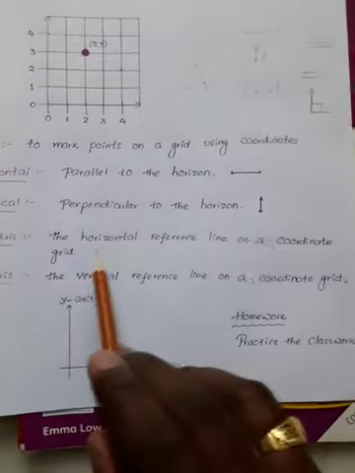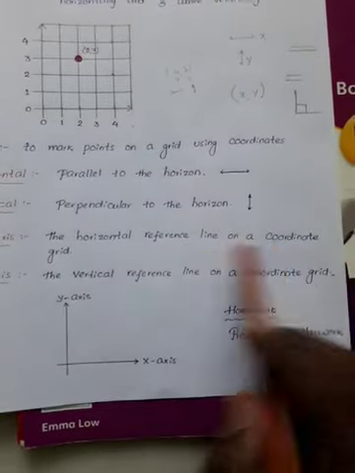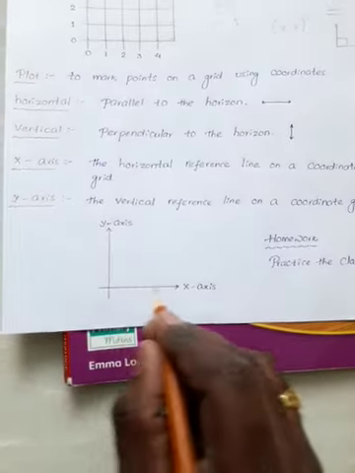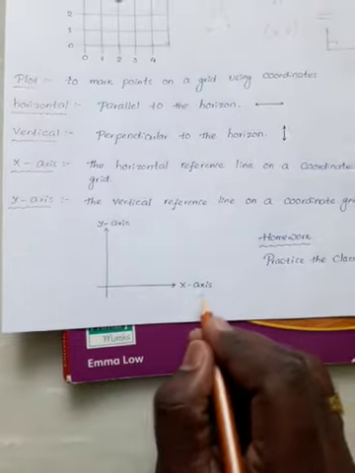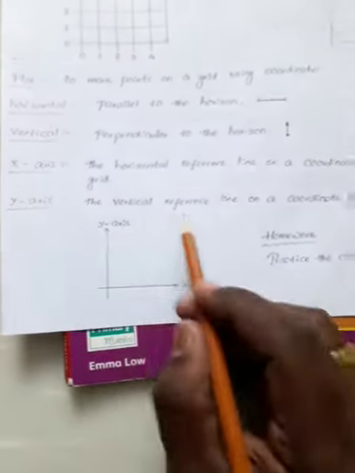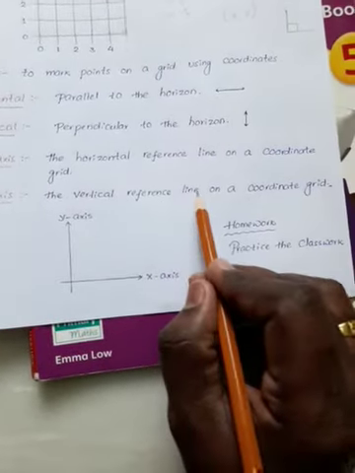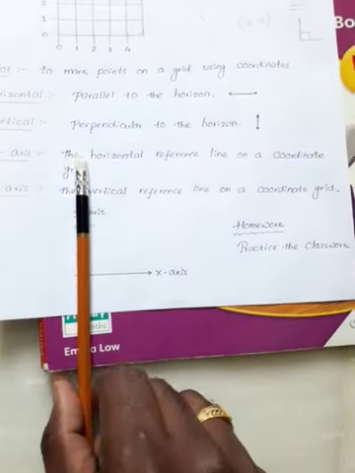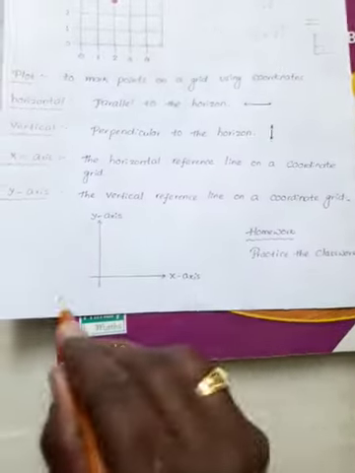Perpendicular. X-axis: the horizontal reference line on a coordinate grid. So this is the x-axis. Look here, this is the line. If you move it horizontally, that is called the x-axis. Y-axis: the vertical reference line on a coordinate grid. When you move it vertically, that is called the y-axis. So this is the y-axis, this is the x-axis.